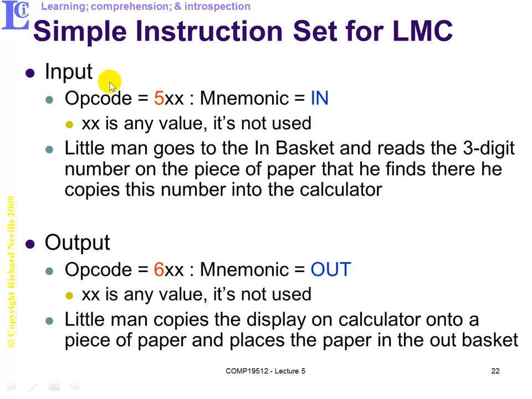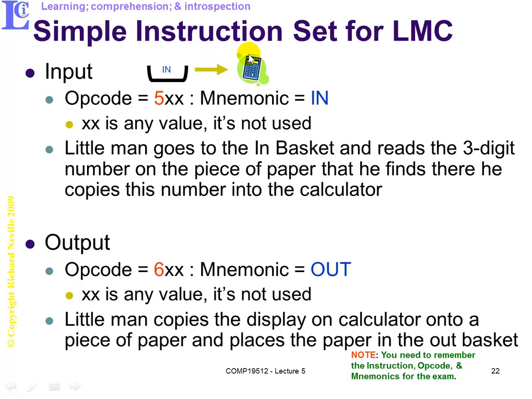Now we'll look at the next two instructions, in and out. Moving data from the in basket to the calculator is IN, numerically 5, and mnemonic IN. In this case, the little man goes to the in basket, picks up and reads the little sheet of paper with the 3 digits on, and then copies it to the numbers in the register in the calculator. So let's visualize that then. So here's the in basket. The little man picks up a sheet of paper and moves it to the calculator, where he copies it into the 3-digit register in the calculator.